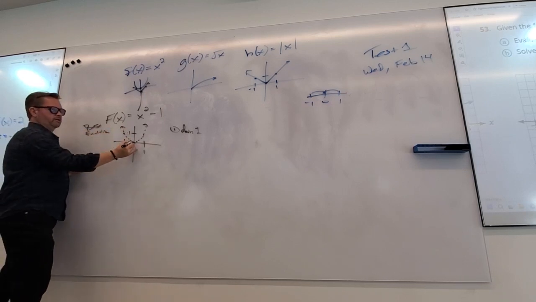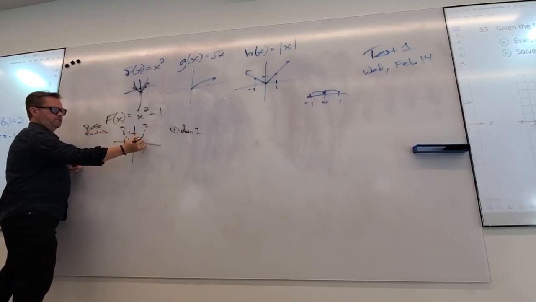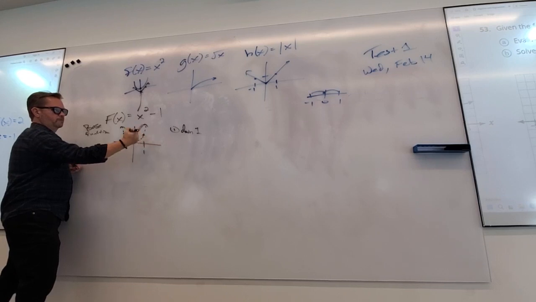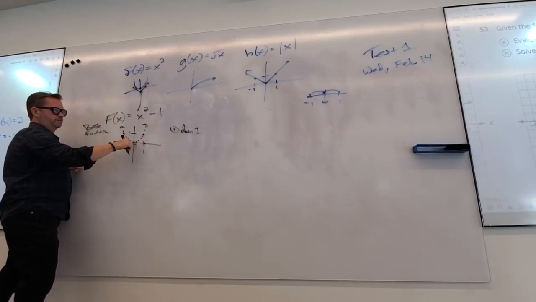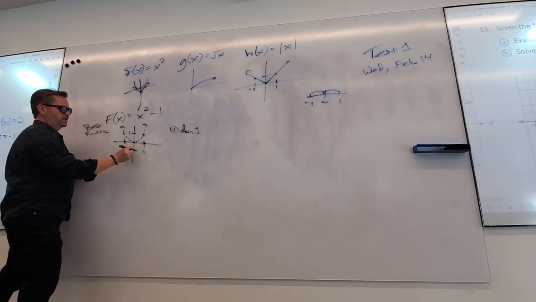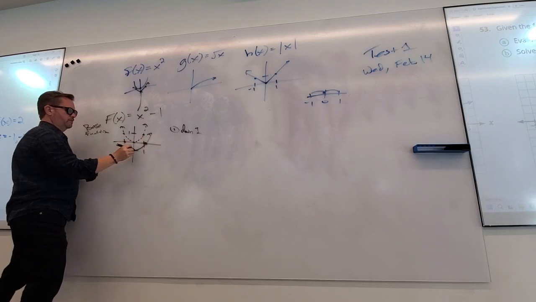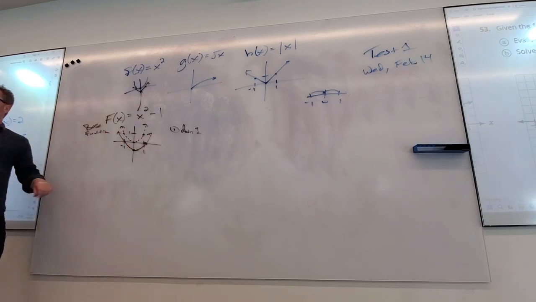The beautiful thing is once you graph the base function, this point, how does it move? What did we just say? It goes down 1. This point goes down 1. This point goes down 1. Then you just connect those points. And now we draw it solid because it is the answer.